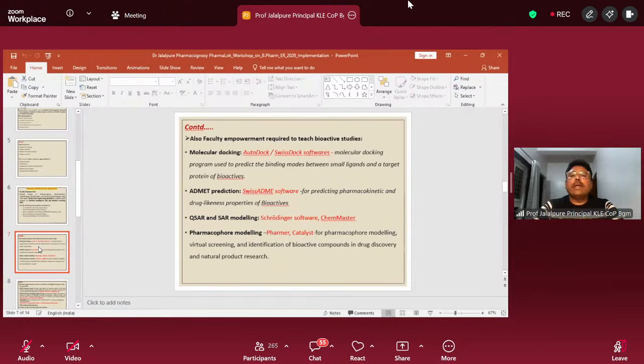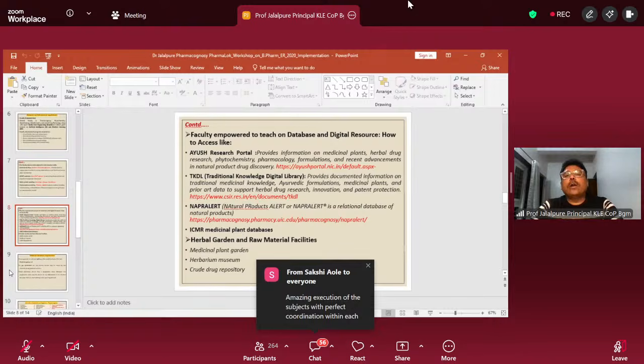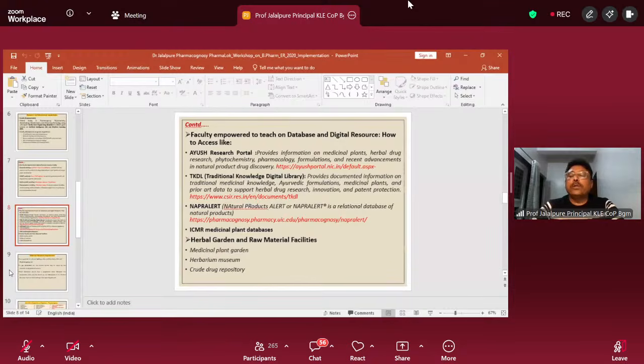Some awareness, some empowerment is needed for the pharmacognosy teachers to go and learn all these techniques and tools to teach properly to the undergraduate students. And faculty empowerment to teach on databases and digital resources, how to access all these databases. Because in this syllabus, in some of the core pharmacognosy subjects, the Ayush research portal has been mentioned, wherein our students get a lot of information about herbal drug research, phytochemistry, pharmacology.